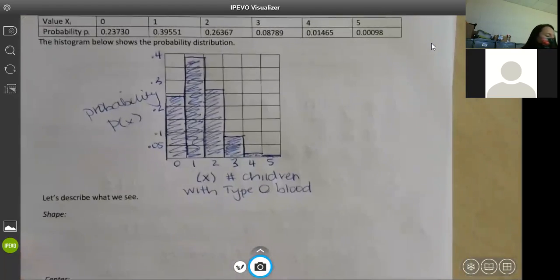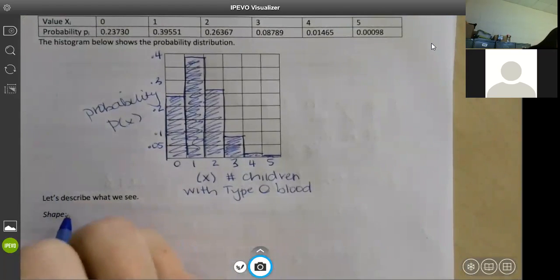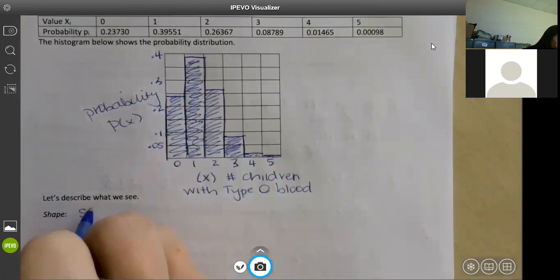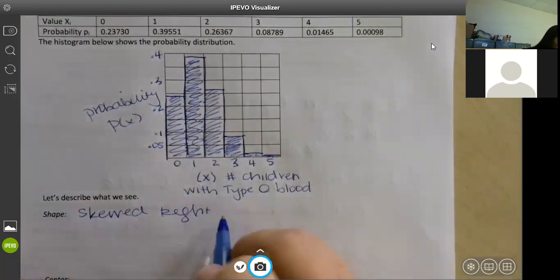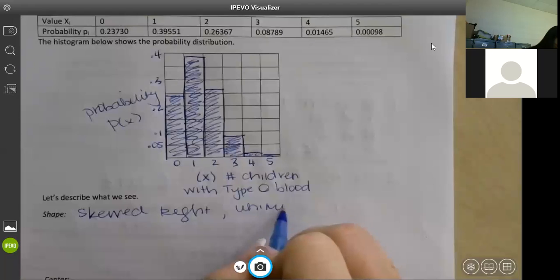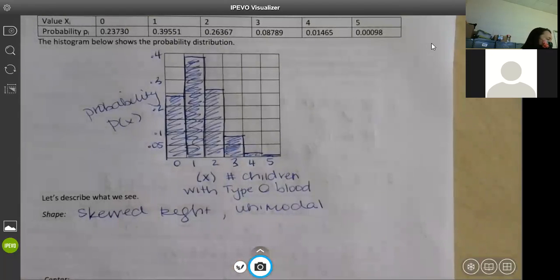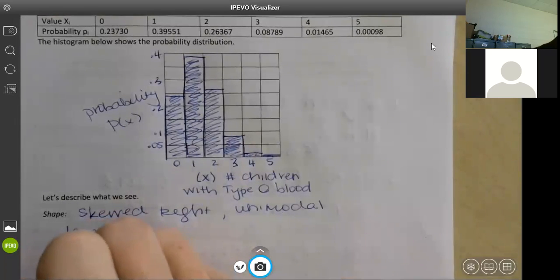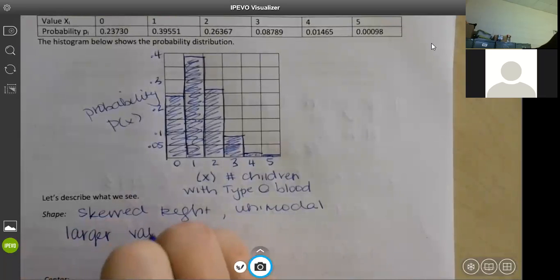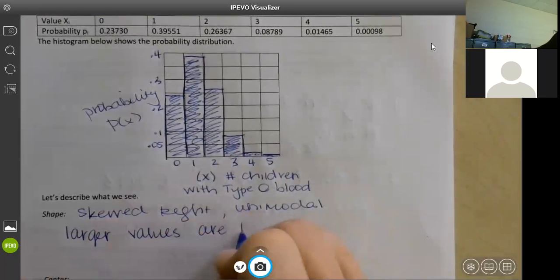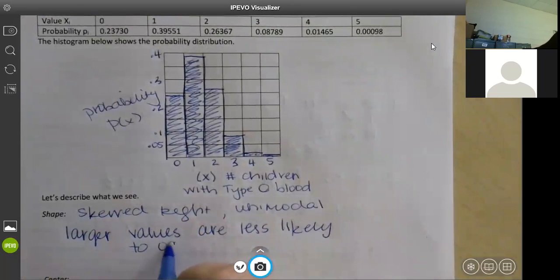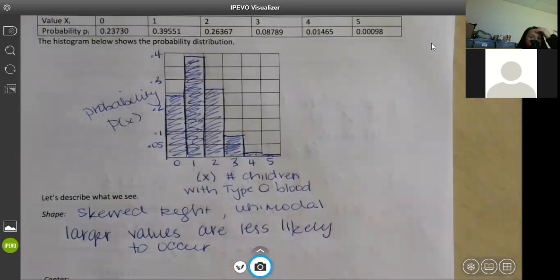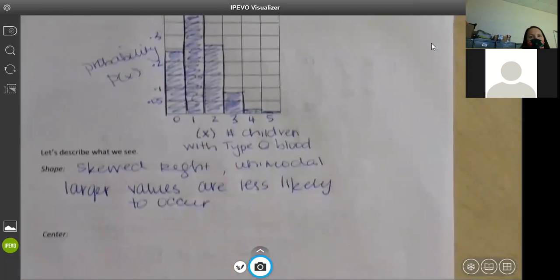What is your shape? Unimodal and right skewed. And then just remember what skewed right means. In this case, the larger values are less likely to occur. If it were left skewed, the smaller values are less likely to occur.